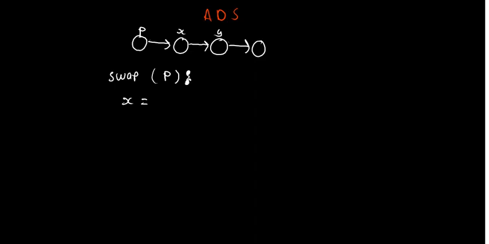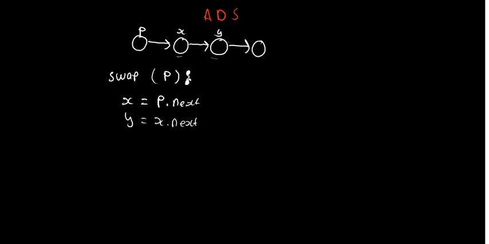So we're going to say X is equal to p dot next, and then Y is equal to x dot next, or p dot next dot next. Whichever one you want to do there. So we now have a reference to this guy and this guy. So how do we go about the actual swapping?